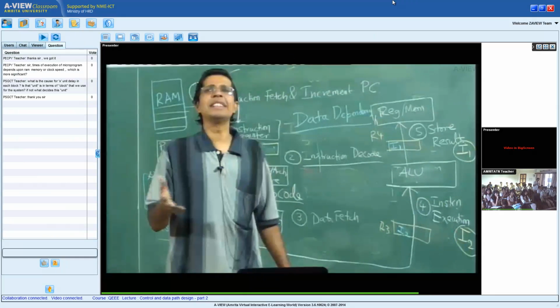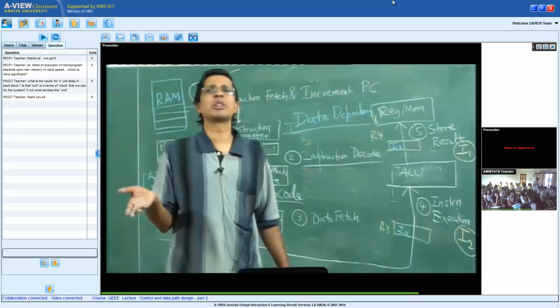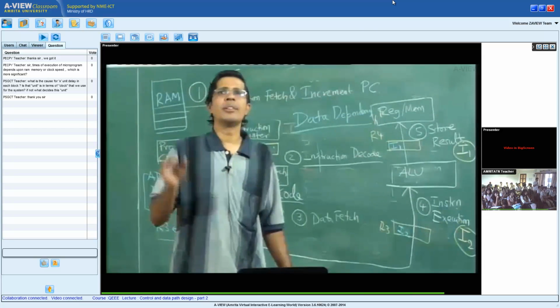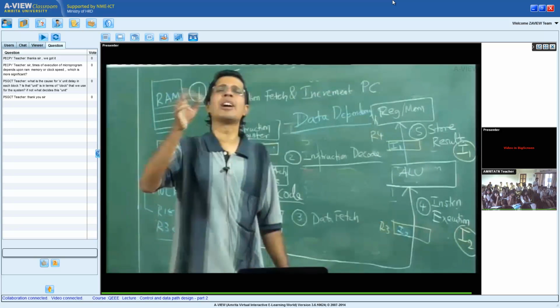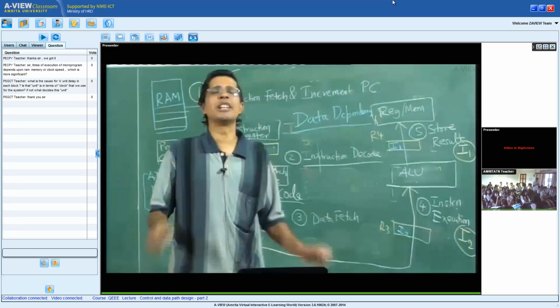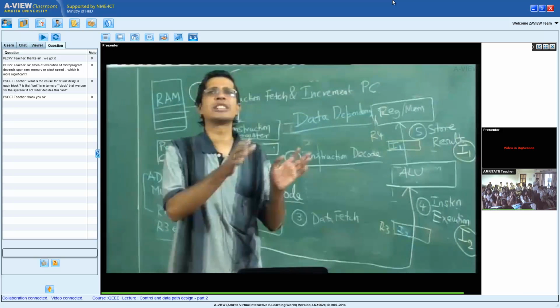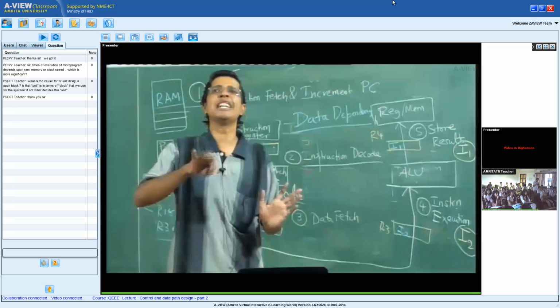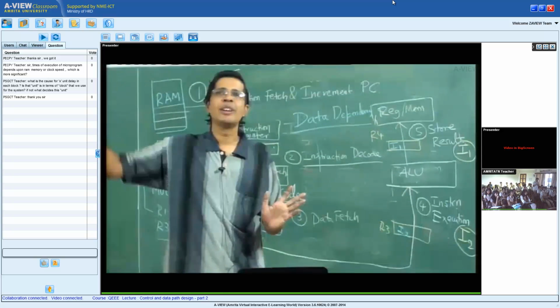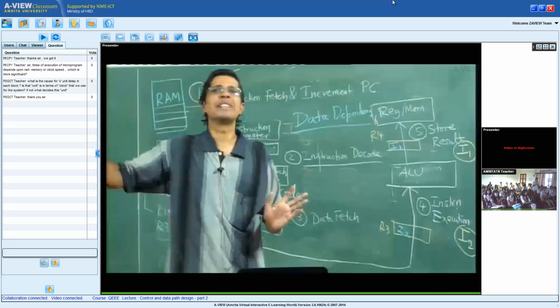The pipeline is equivalent to a multi-cycle execution. The notion of pipeline itself comes because it is a multi-cycle execution. So there is no difference between what I call multi-cycle implementation versus pipelining. Pipelining is equivalent, synonymous, same as multi-cycle implementation.